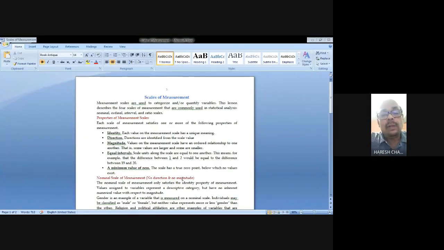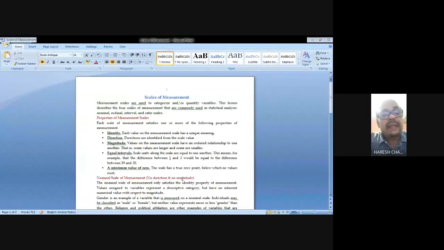That is understood. But if I ask you, is one as much better than two as two is better than three? Can you answer this question? No, sir, because magnitude is not known. If there were magnitude, then only we could answer. This is the ordinal scale. The ordinal scale doesn't signify magnitude. When the scale has only direction of difference but no magnitude, that scale is ordinal.